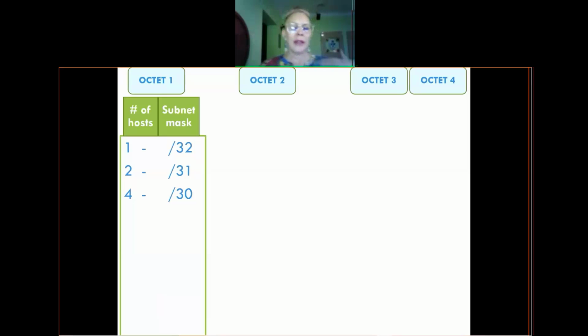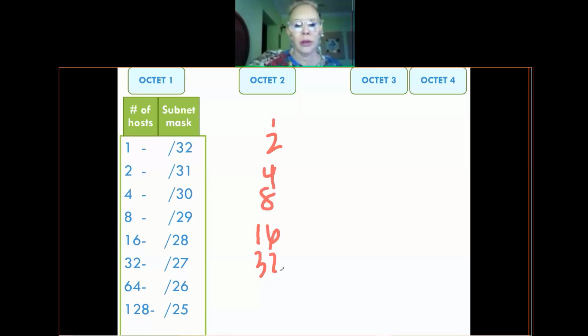So what I want you to see is that depending upon the subnet mask, it tells us how many addresses we can get from that subnet mask. So in octet number 1, if we look at the 1, just line that up with a /32, 2 with a /31. I want you to write this down right now on a piece of paper. You're going to write down 1, 2, 4, 8, 16, 32, 64, 128. Everybody needs to write that down.